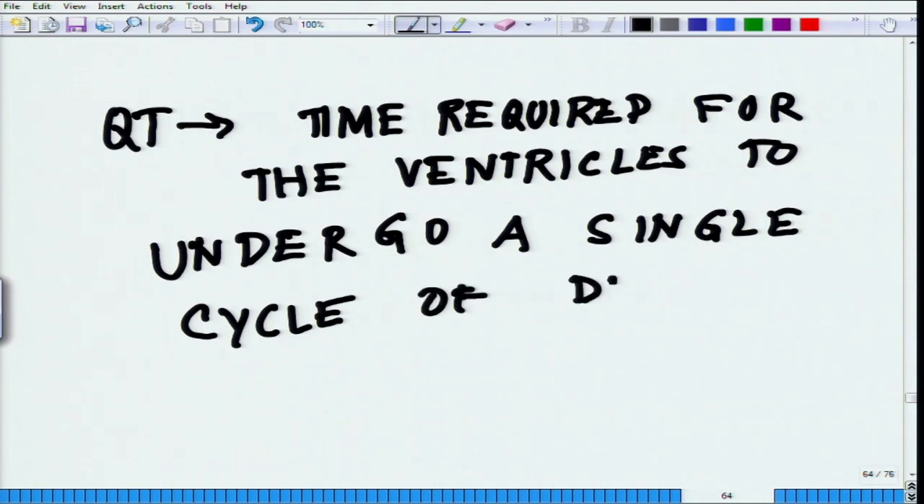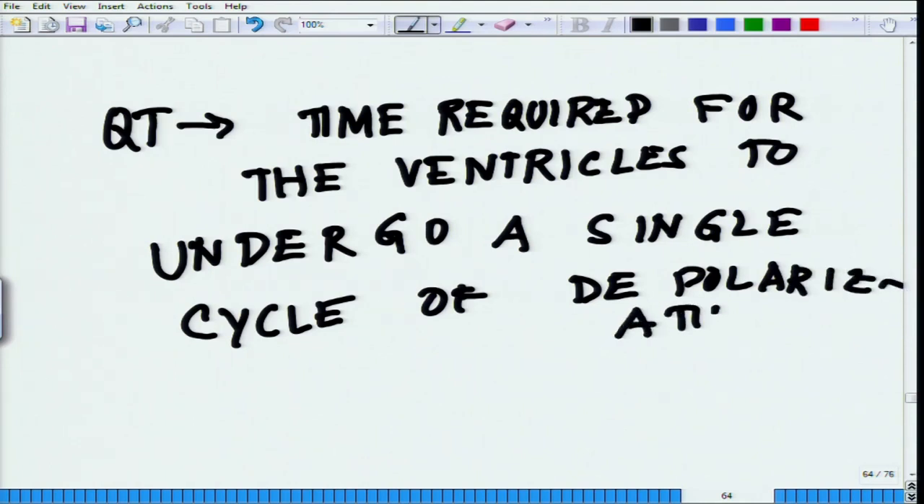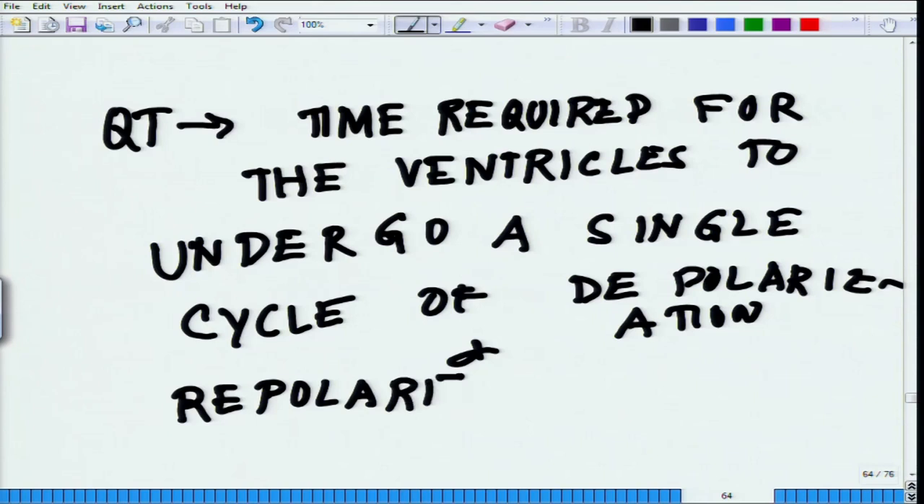Of depolarization and repolarization. Depolarization and repolarization. Okay. This is what the QT interval is all about.